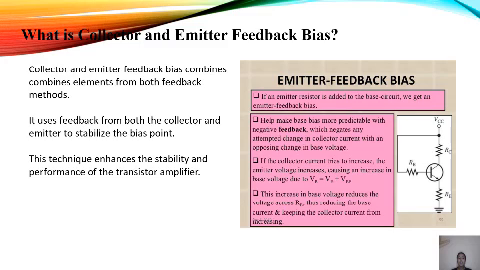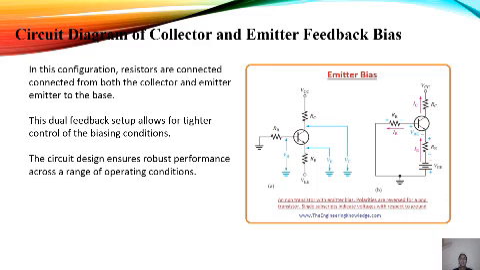Circuit diagram of collector and emitter feedback bias. In this configuration, the resistors connect both the collector and emitter to the base. The dual feedback setup allows tighter control of the biasing condition. This circuit design ensures robust performance across a range of operating conditions.